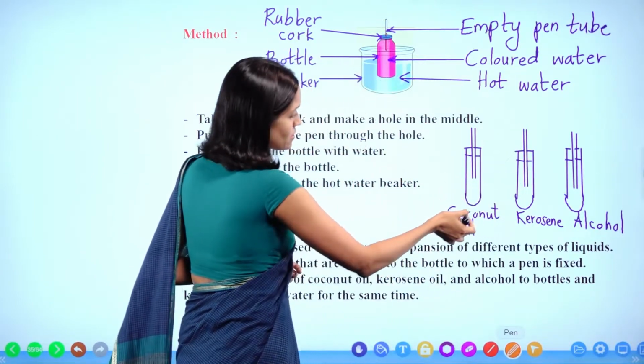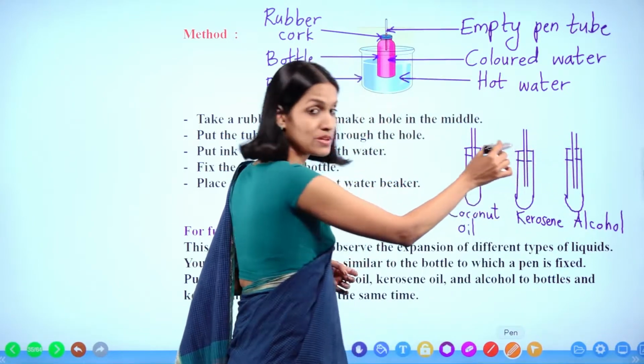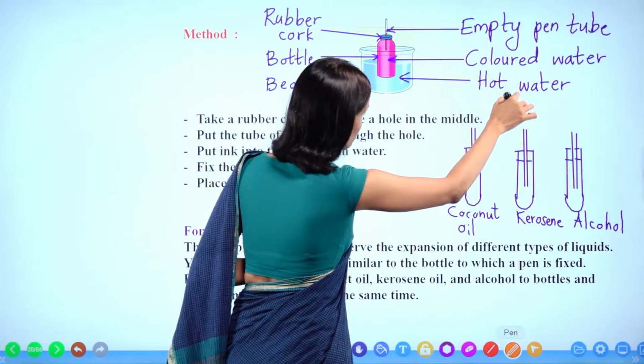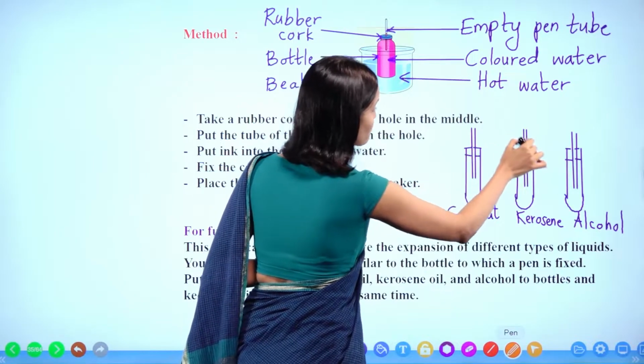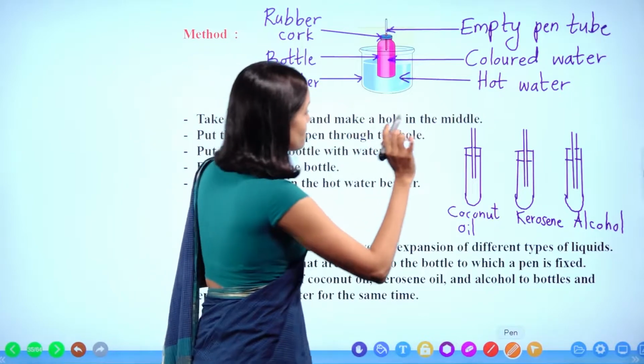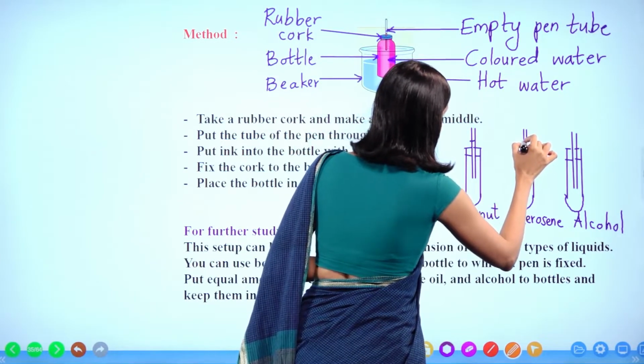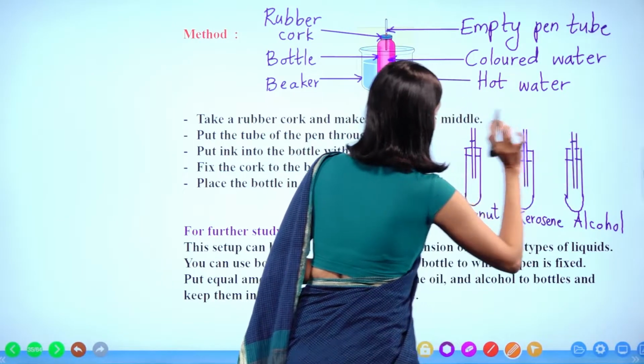So what will happen? Coconut oil, kerosene oil, alcohol in the same levels, same amounts, and the same types of 3 empty pen tubes should be fixed to these 3 test tubes, right? So you will realize that if you fix it properly, they all will be at the same level.